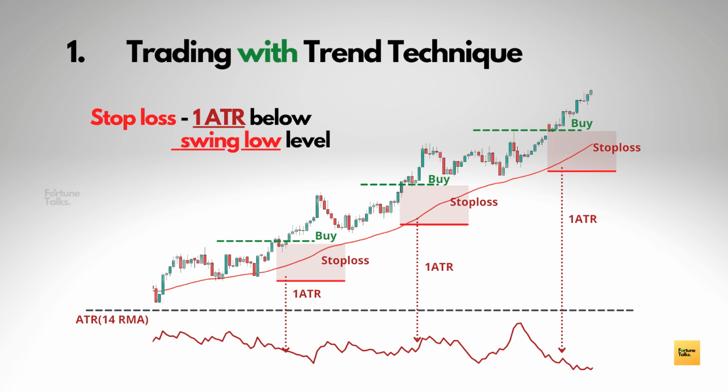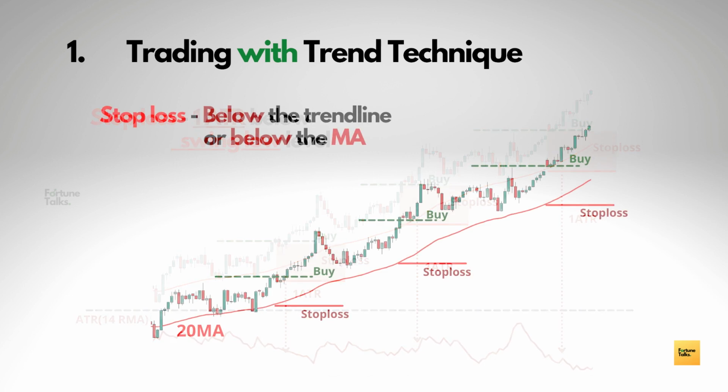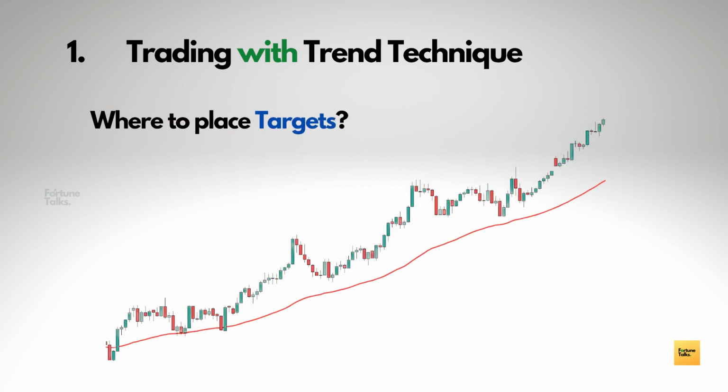If you don't know what the ATR indicator is, watch this video on the ATR indicator, or else you can simply place the stop loss below the trend line or even below the 20 moving average for that sake. Now the second exit is when you're right. On the flip side, what if the market moves in your favor? How would you exit your trade? It is simply about setting the targets.